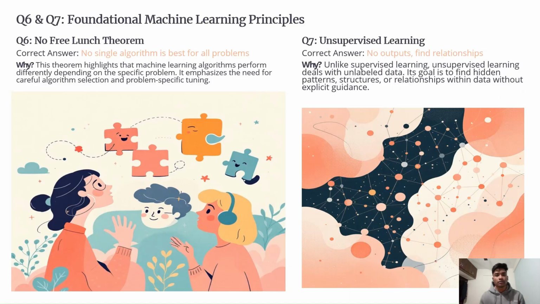Let's move further, talking about question number 6 and 7. Question number 6 was based on the no free lunch theorem. The right answer for this question was no single algorithm is best for all problems. This simply means you can't rely on one algorithm for everything. Choose based on the problem. For question number 7, the right answer was no outputs, find relationships. In unsupervised learning, the machine finds patterns from unlabeled data. No answers are provided, it discovers them itself.